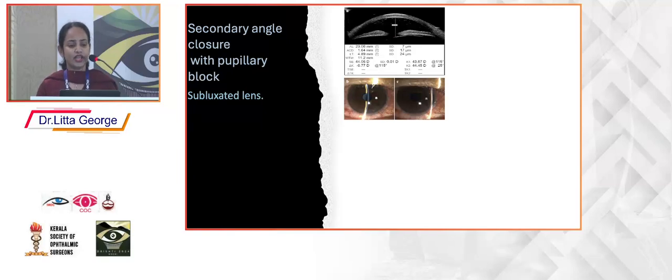Then in secondary angle closures with pupillary block due to subluxated lens, laser iridotomy can relieve the pupillary block. You suspect a subluxated lens when you have a disparity in AC depth between two eyes, either from your clinical examination or from the biometry. When you compare the biometry of the two eyes, when there is an AC depth disparity, suspect a subluxated lens. A laser iridotomy can be done.